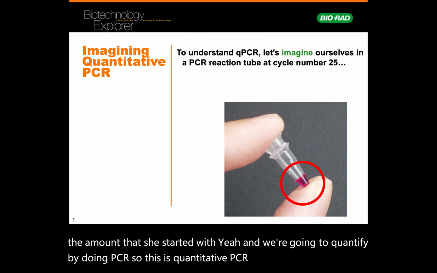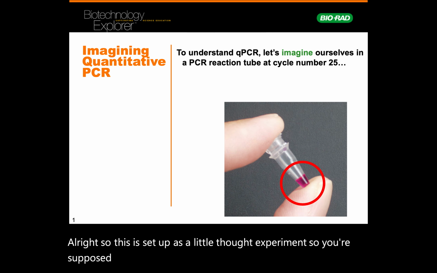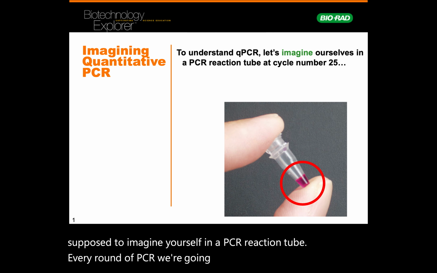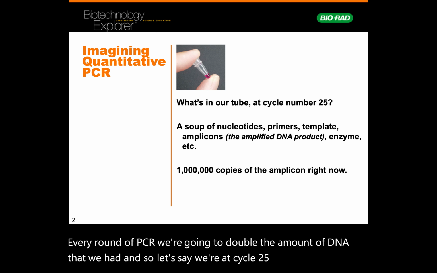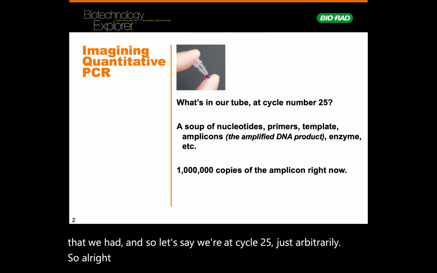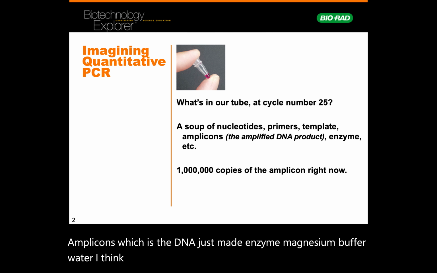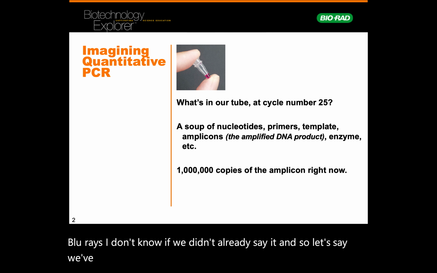So let's go. This is set up as a little thought experiment. You're supposed to imagine yourself in a PCR reaction tube. Every round of PCR, we are going to double the amount of DNA that we had. Let's say we're at cycle 25, just arbitrarily. What's in our tube at cycle 25? A bunch of nucleotides, primers, template, amplicons, which is the DNA you just made, enzyme, magnesium, buffer, water. I think that's everything. Taq polymerase, I don't know if we already said it. And let's say we've got about 1 million copies of the amplicon after 25 cycles.